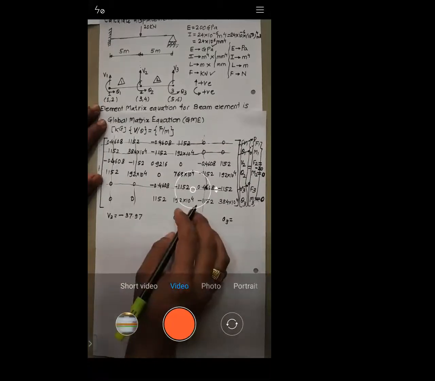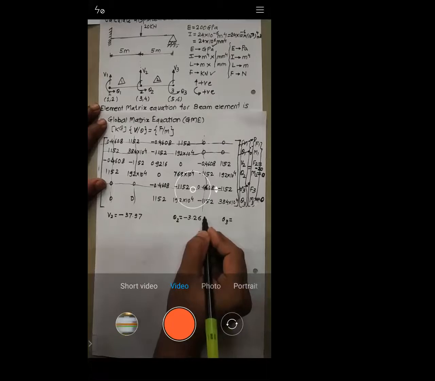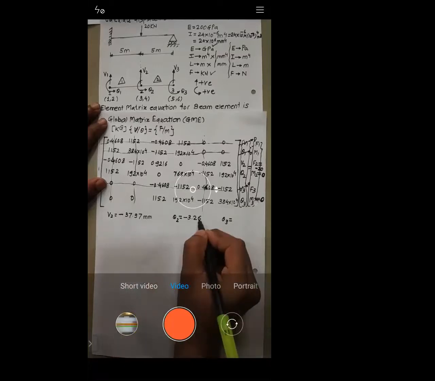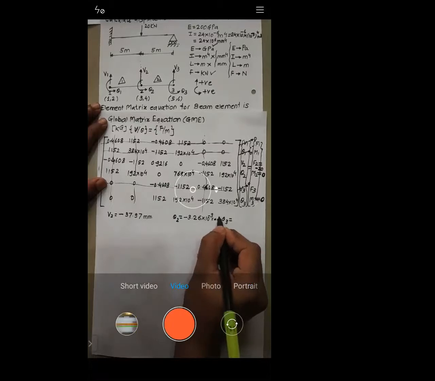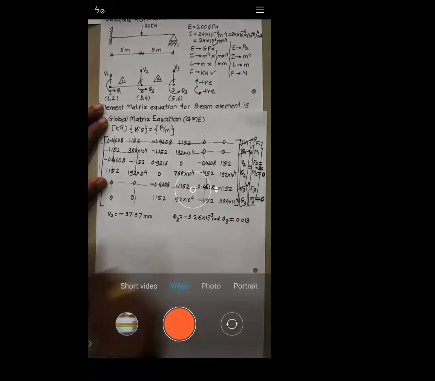Theta 2 is minus 3.26 into 10 raised to minus 3. Theta 3 is 0.013. All of you check this answer.